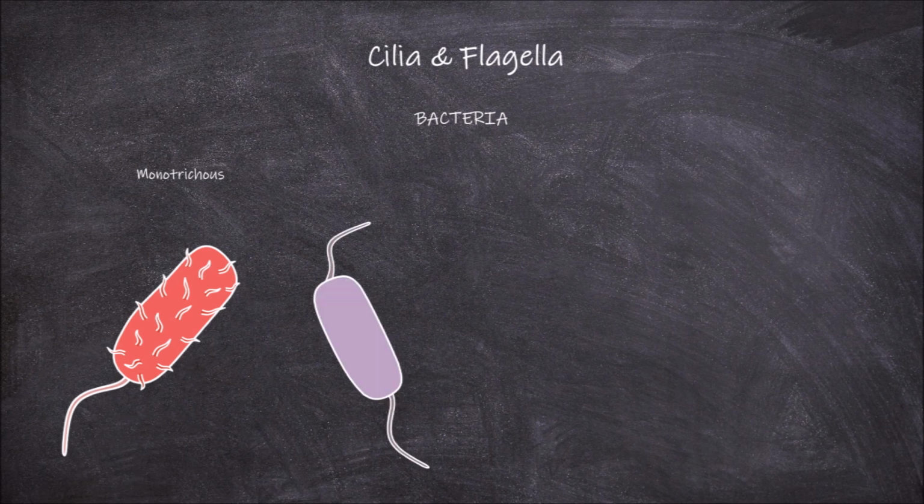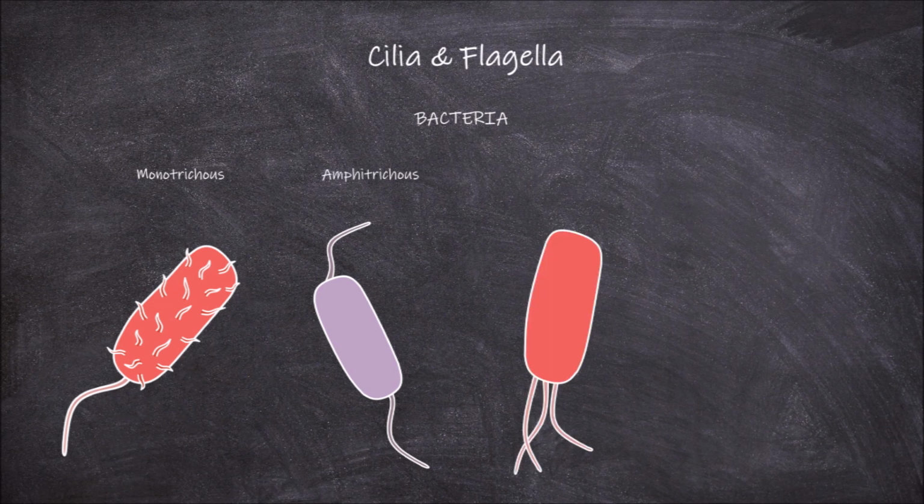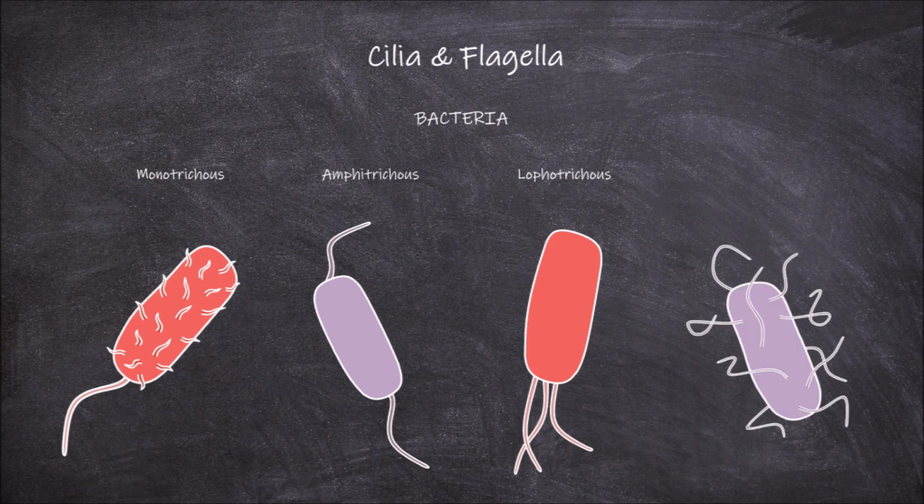When there are 2 flagella, each located at opposite ends of the bacterium, it is called amphitrichous. When there is a cluster of flagella located at one end of the bacterium, it is called lophotrichous. When the flagella are located randomly over the entire surface of the bacterium, it is called peritrichous.